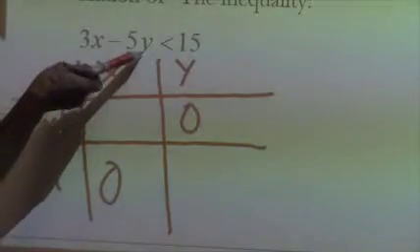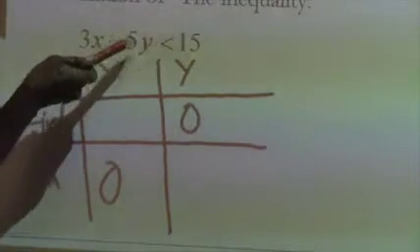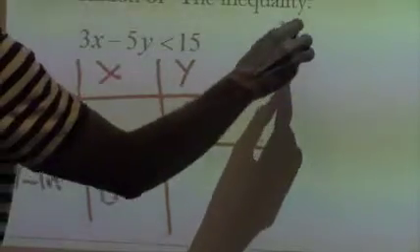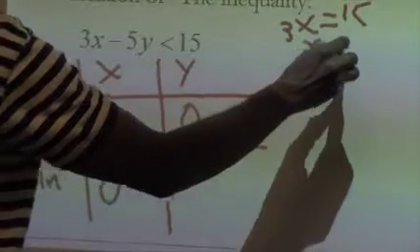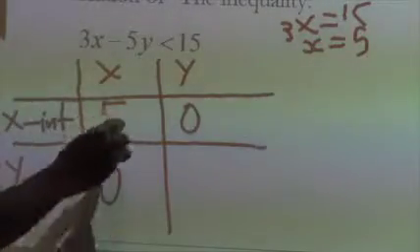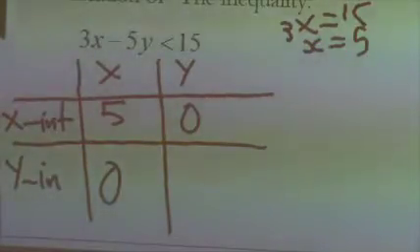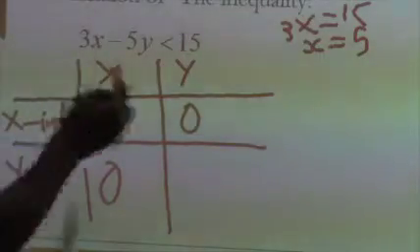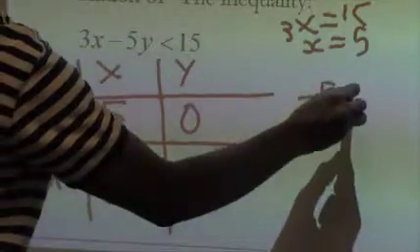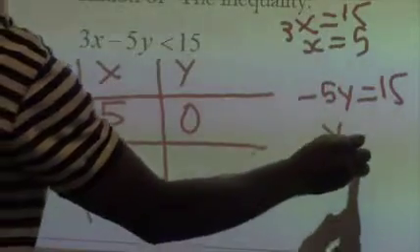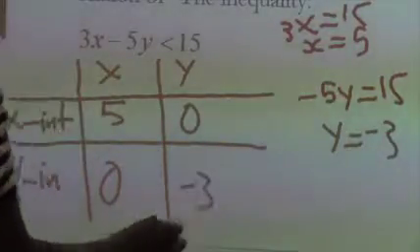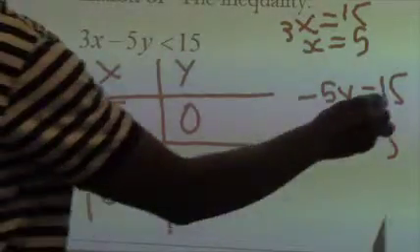When we put a 0 here for y, 5 times 0 will be 0. So we are left with 3x equals 15. Divide by 3, so x will be equal to 5. Now, when we put a 0 in for x, we're going to have negative 5y equals 15. Divide by negative 5, y will be equal to negative 3. So we can quickly and easily mark those 2 points on our graph.